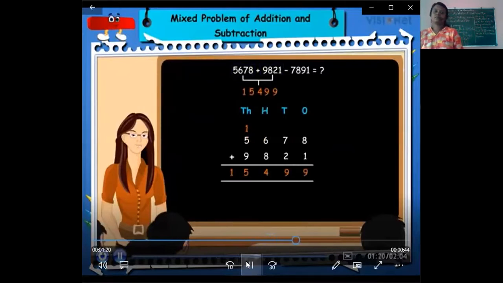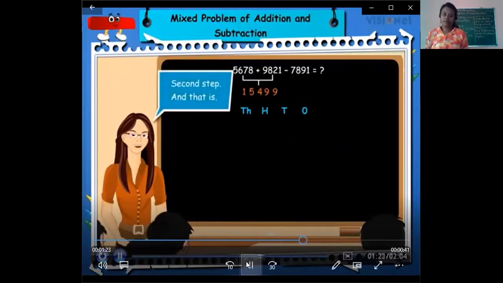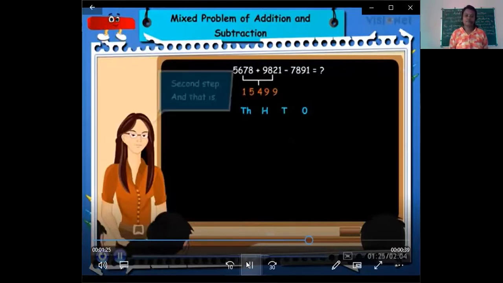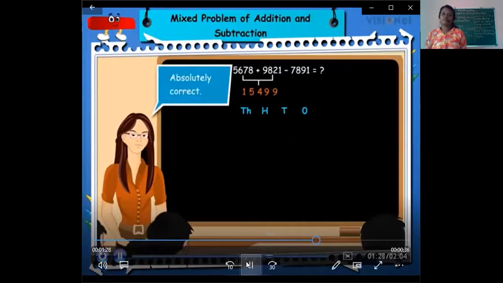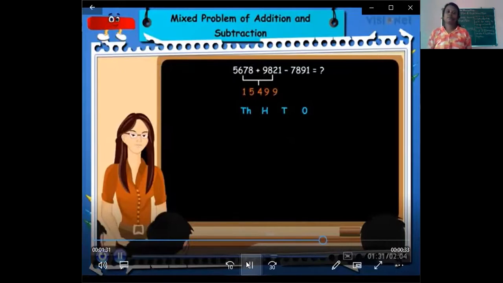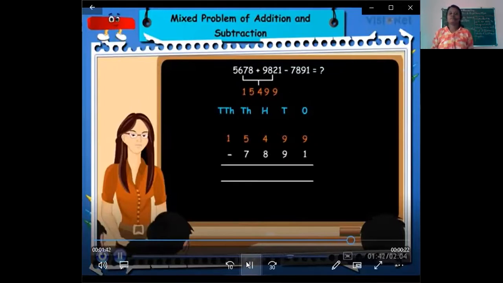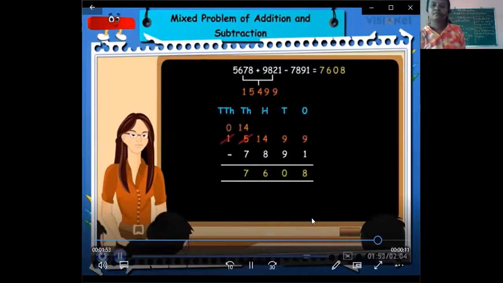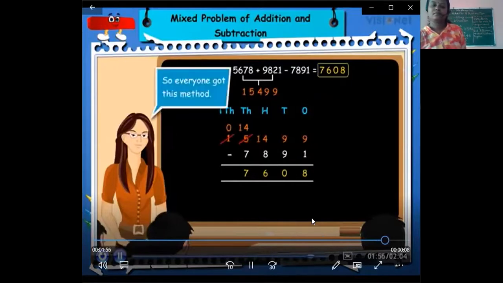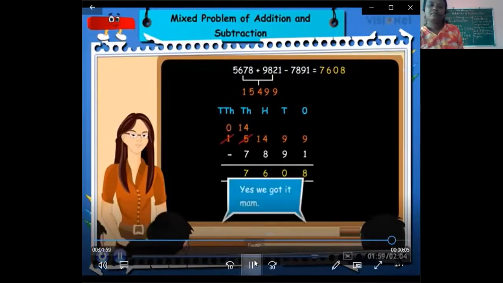Did you get that? Yes, ma'am. Okay, now we move on to the second step, and that is subtraction, ma'am. Absolutely correct. Let's subtract 7,891 from 15,499. First we put 15,499 over 7,891 and subtract them. And we get 7,608. So everyone got this method?